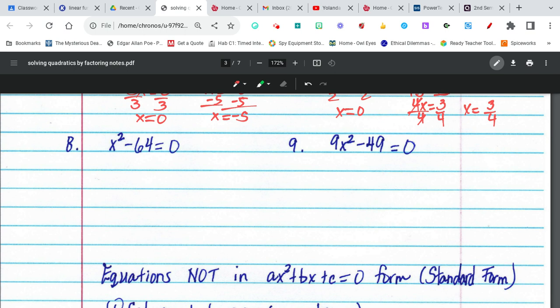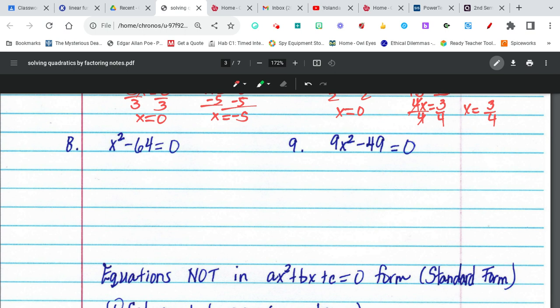Okay, so you're going to take a look at 8. First of all, you're looking for a GCF between x squared and 64. There is none. So you can proceed to your graphic organizer. What do you do if there are two terms? Well, you check it to see if it's a difference of two perfect squares. This is a difference of two perfect squares. x squared is a perfect square. 64 is a perfect square.